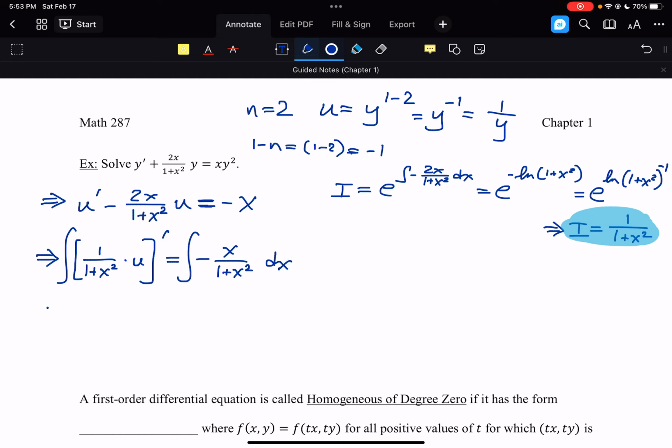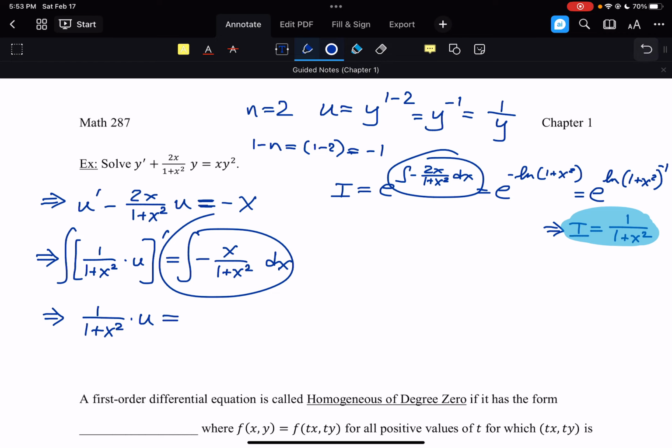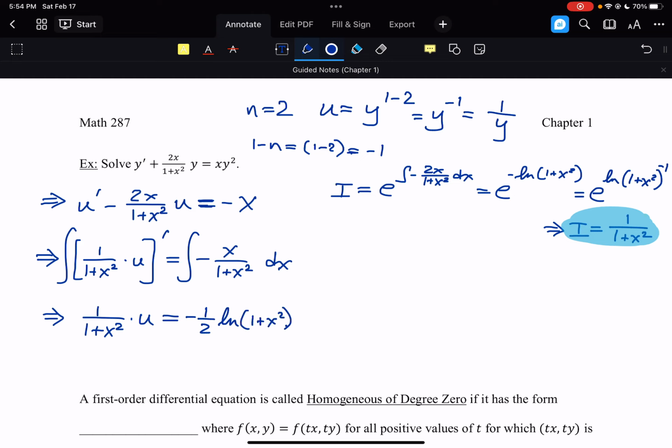With respect to x, left-hand side, of course, derivative and integral undo each other, as they always do. Right-hand side, this integral is actually very similar to this integral, just without that factor of 2 in there. So it works out the same way. You just pick up a factor of 1/2. So this becomes negative 1/2 ln of 1 plus x squared, and then plus c, of course. And just like the other problem in the last section, we don't need the absolute value because x squared will always be positive for all values of x, so we don't need absolute value.